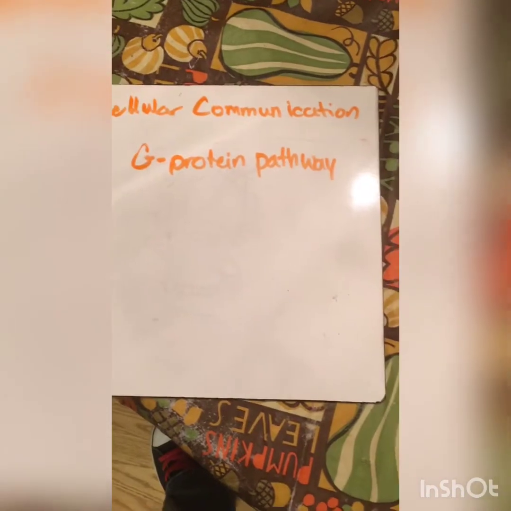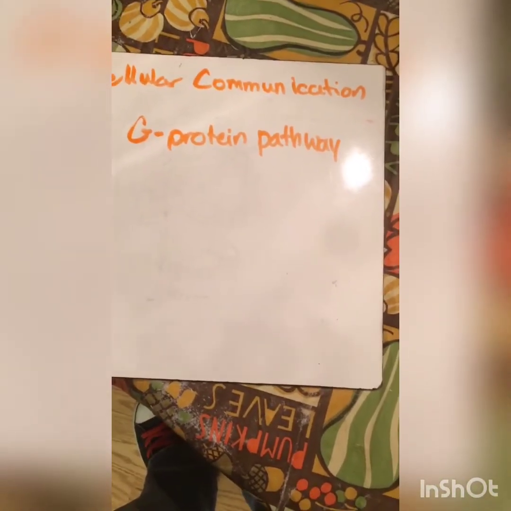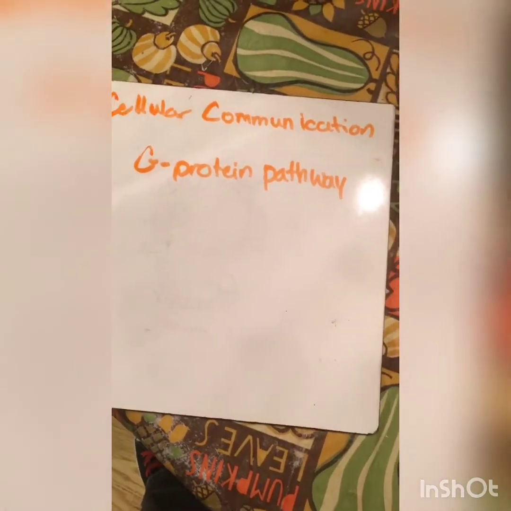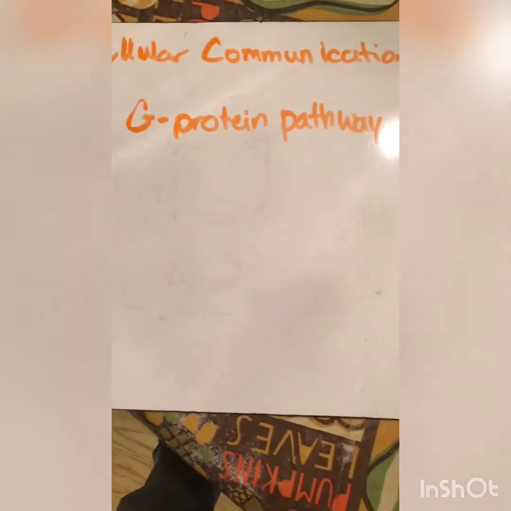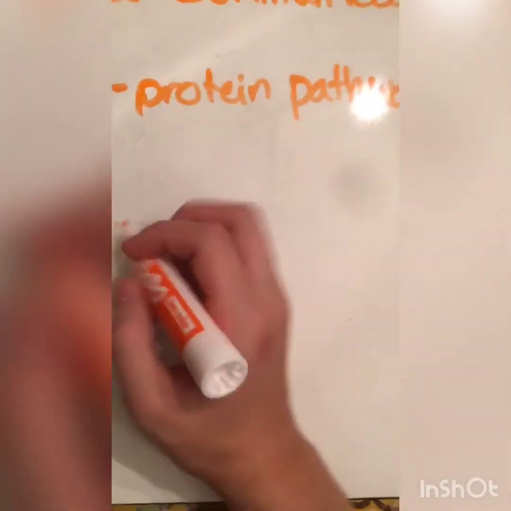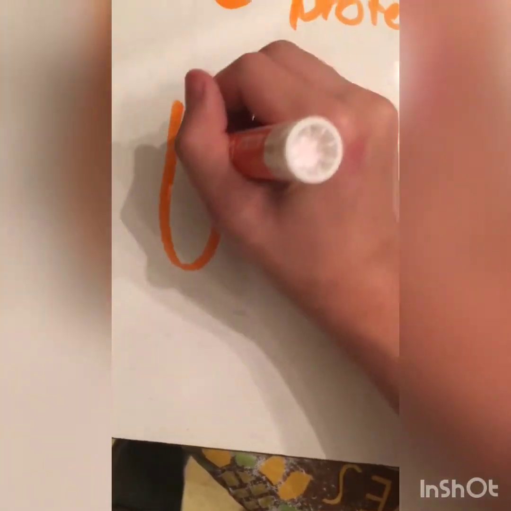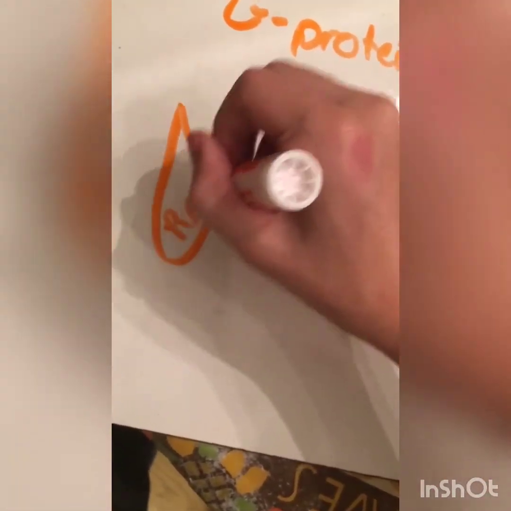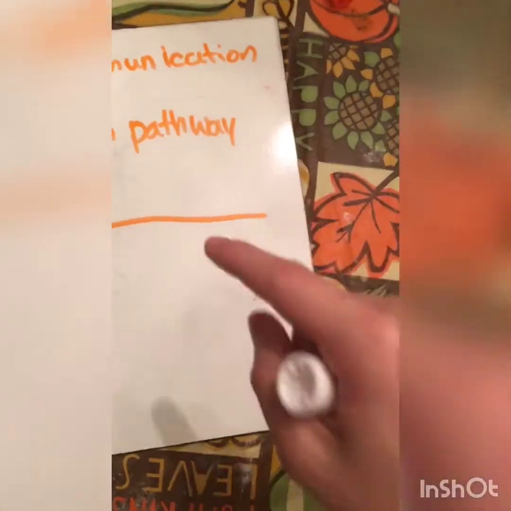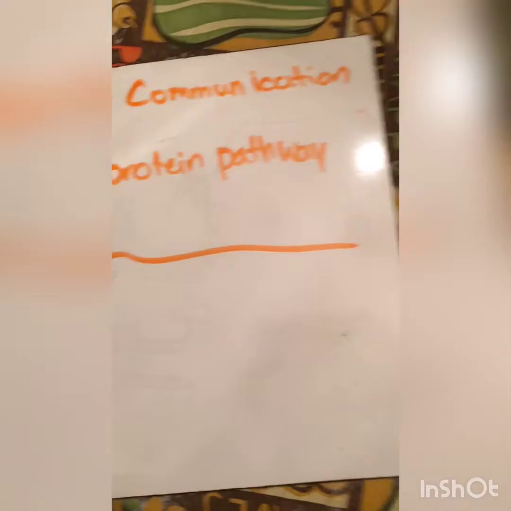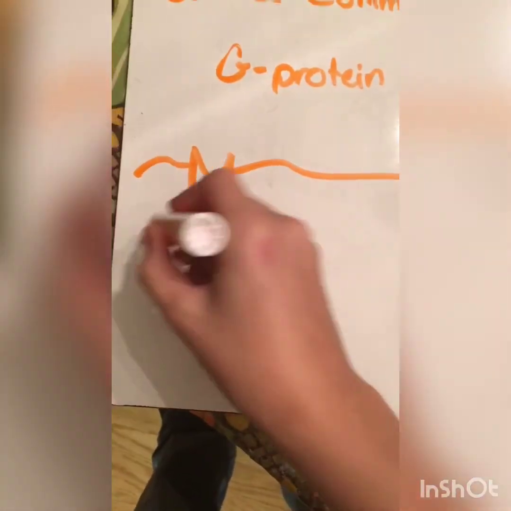The first topic we'll be discussing is the G protein pathway, which is the most common pathway used within cells. This pathway contains something called a G protein linked receptor. We'll just draw this right here. We'll just call this REC for receptor. This receptor can be found along the membrane and acts like the hand of a cell.